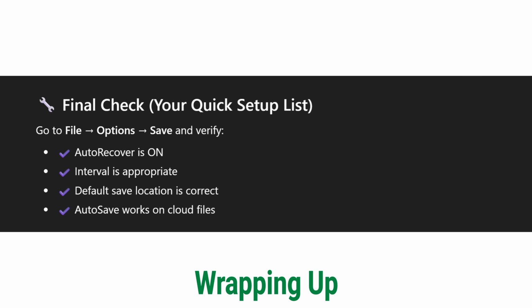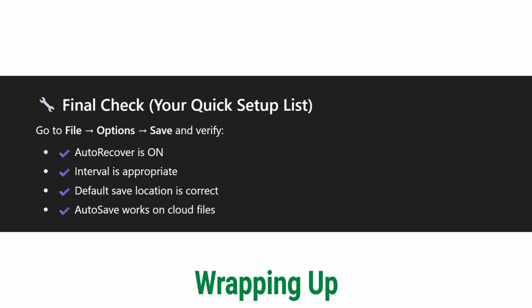Wrapping up, you now have complete control over how Excel saves your files. You understand the difference between AutoSave and AutoRecover. You know how to set default save locations, configure AutoRecover intervals, and choose default file formats. You can recover files after crashes, and you know best practices for keeping your work safe.